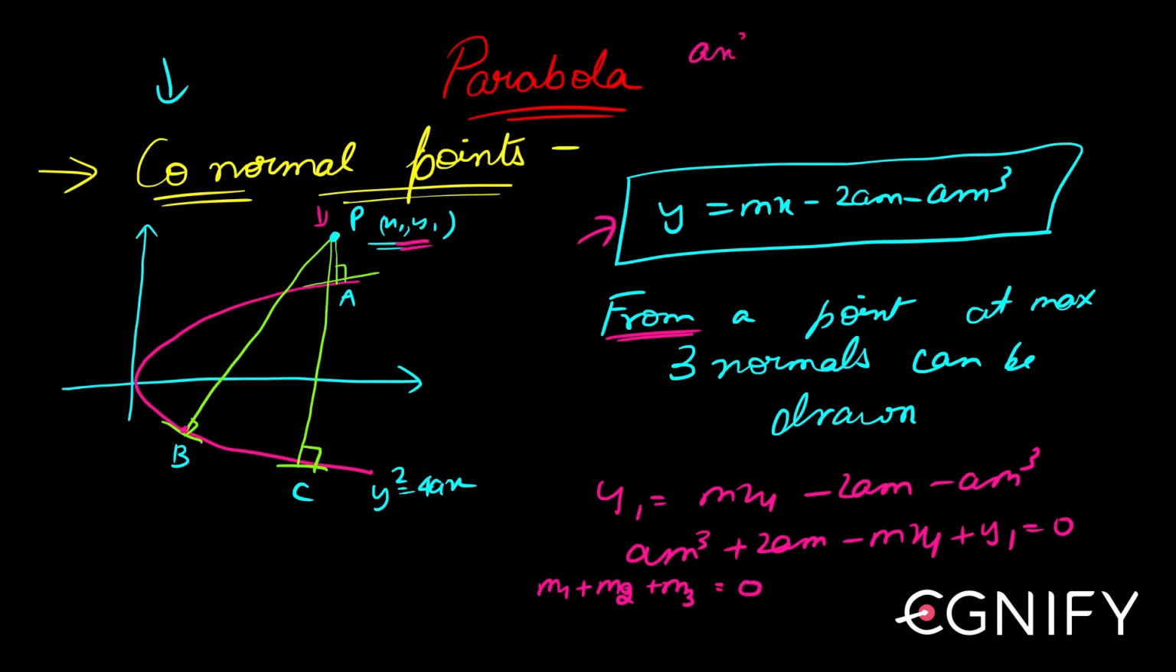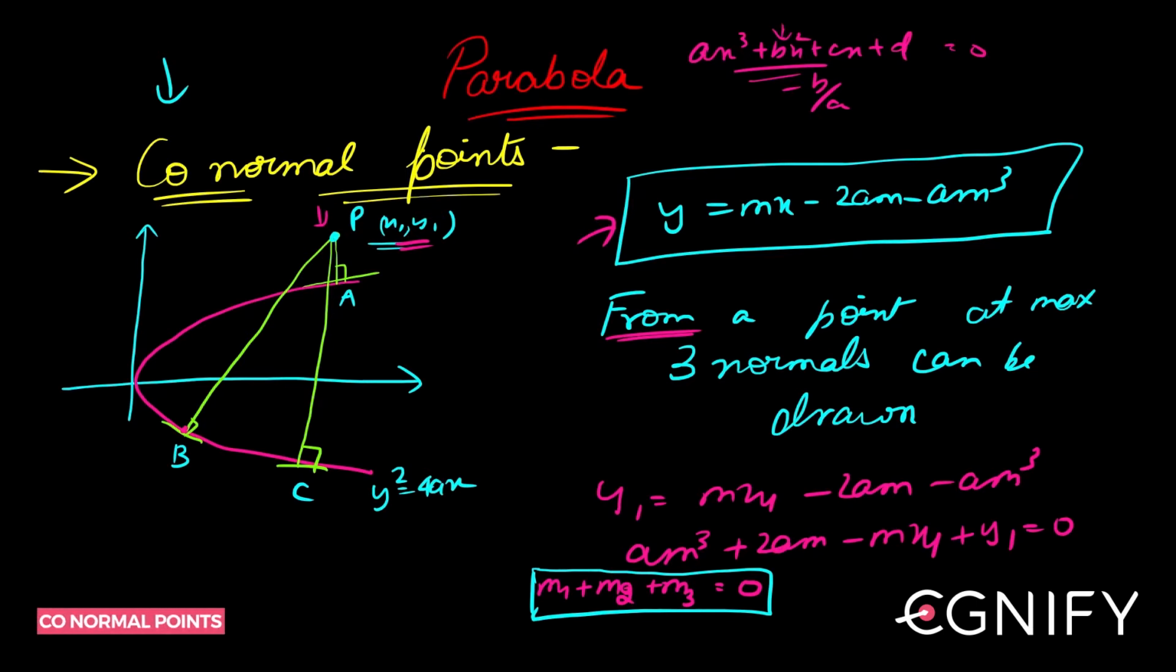So in a cubic, ax cube plus bx square plus cx plus d, the sum of the roots of this cubic is given by minus b by a, right? But that is basically the coefficient of x square. So here your m square is missing. That means the sum of the slopes of the three normals should be 0. That is in fact one of the properties of normals, which sometimes you get a direct question based upon. So this is all about from a point.